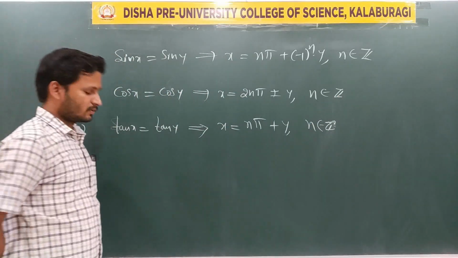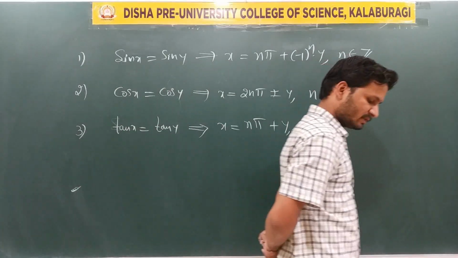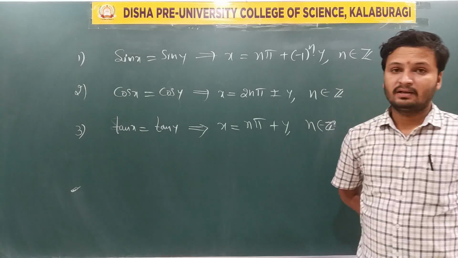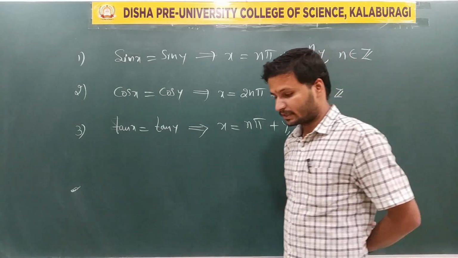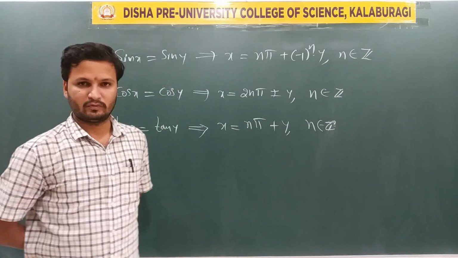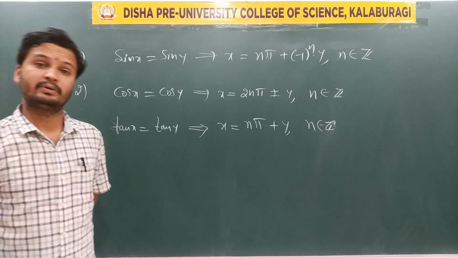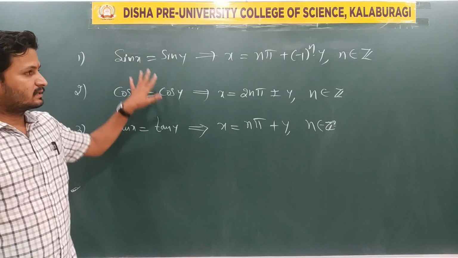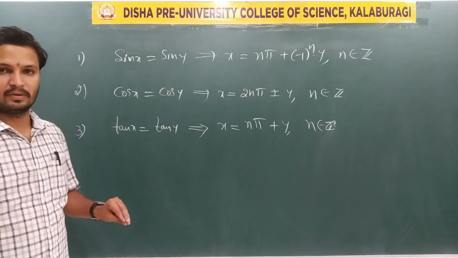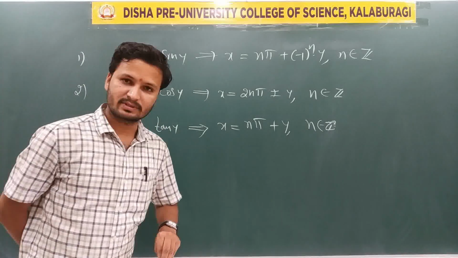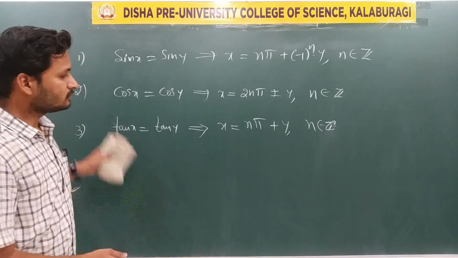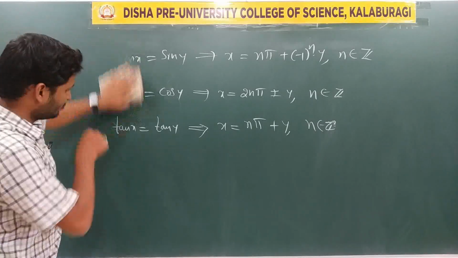Based on these three results we will solve the problems. That means finding the general solutions of trigonometric equations. We already know how to find the principal solution. Similar to that, using these results we will solve problems, that is, finding the general solutions of trigonometric equations. So write down the first problem.